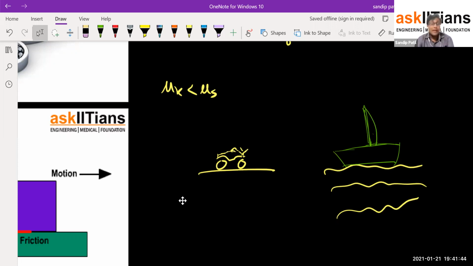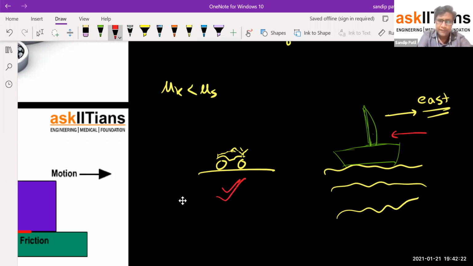What about the ship? In a ship, that is not the case. What happens in the case of a ship? We have to apply an inverse force. Consider the ship is moving in this direction, and obviously the engine is going to drive that ship this way. Let's call this east. Now if you want to stop this ship, you have to revert that engine into the opposite direction.